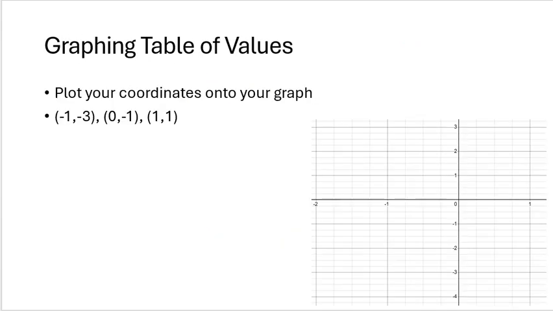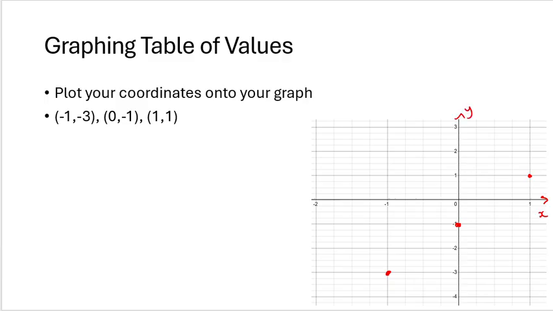Now, the final step is to actually just graph it. So what you're going to do is put these coordinates that you found earlier onto your graph. So I'll just plot -1, -3. I'm going to go across the x-axis to -1, and then I'm going to find where y equals -3. There we go, right there. And then next is 0, -1 is right here. And then +1, 1 right there.